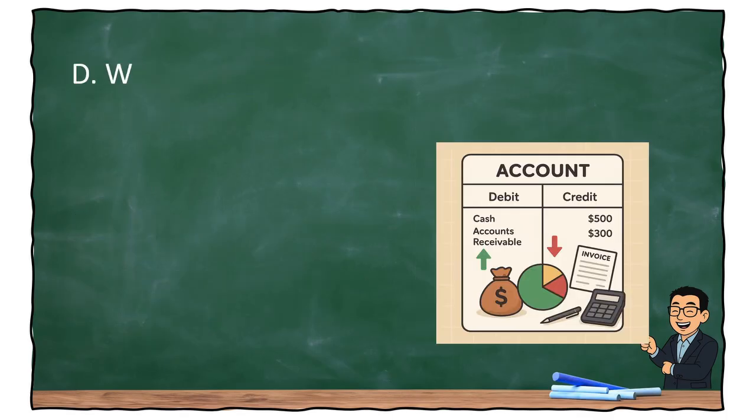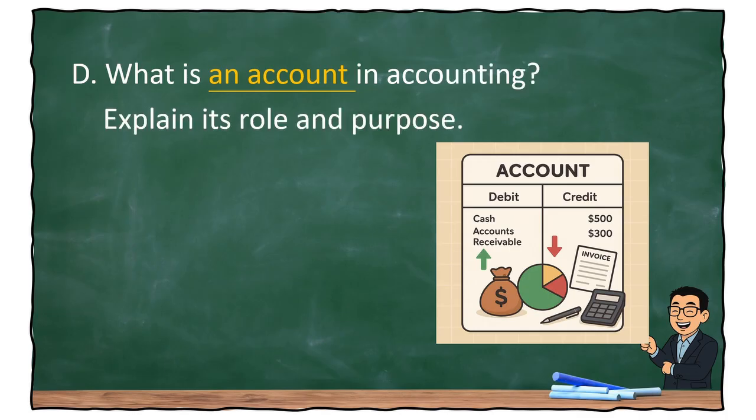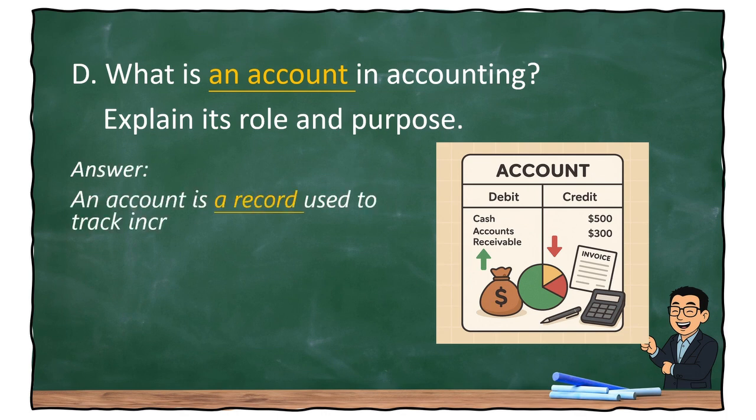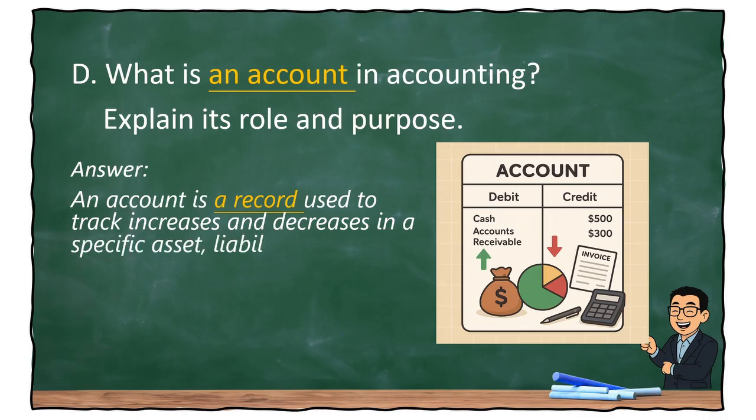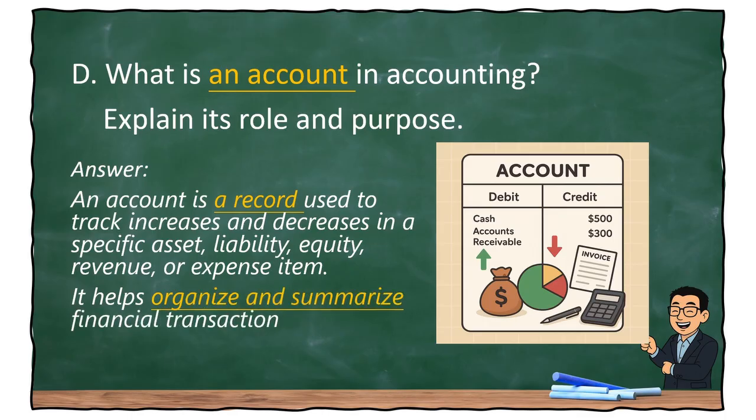Let's look at D. What is an account in accounting? Explain its role and purpose. An account is a record used to track increases and decreases in a specific asset, liability, equity, revenue, or expense item. It helps organize and summarize financial transactions related to a particular category.